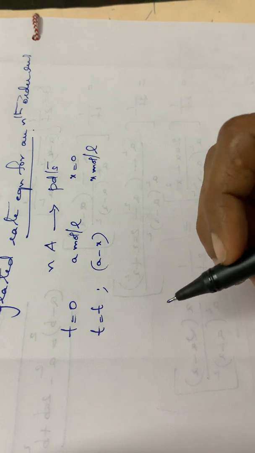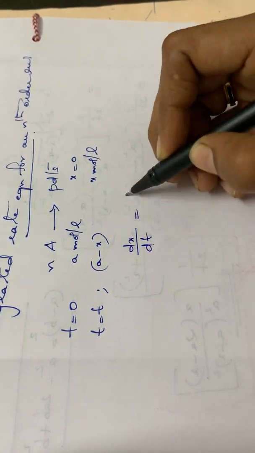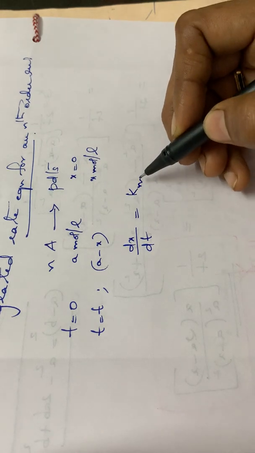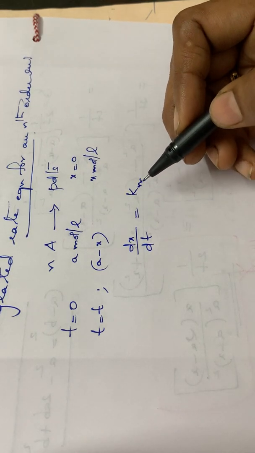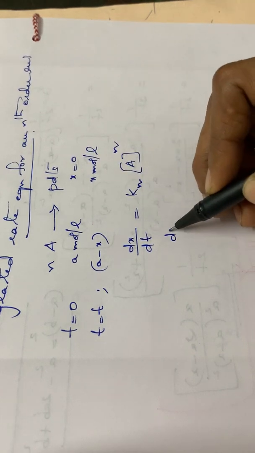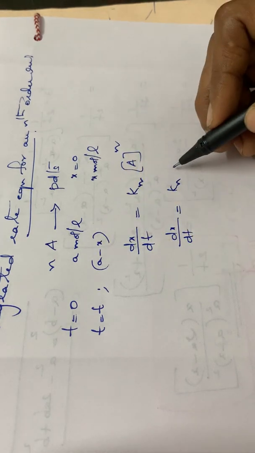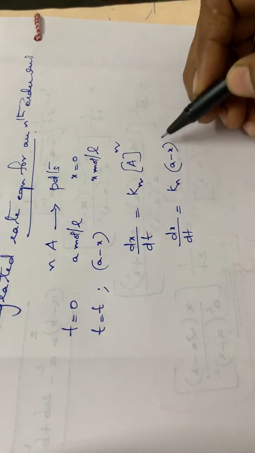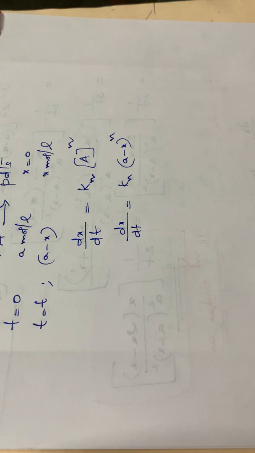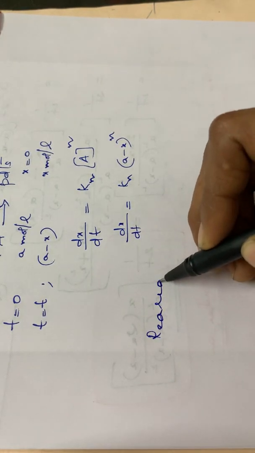Then you have to write the rate expression, that is dx by dt is equal to, since it is an nth order reaction, we can represent the rate constant as kn, kn into the concentration of A the whole raised to n. So dx by dt is equal to kn into, what is the concentration of A at time t? It is (a minus x) the whole raised to n, isn't it? Then the next step is rearranging this equation.